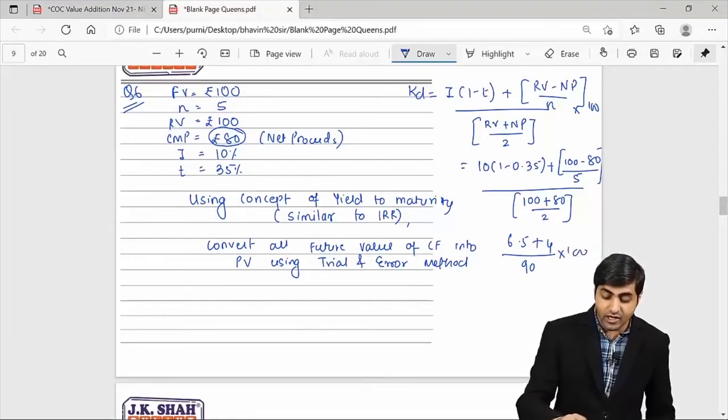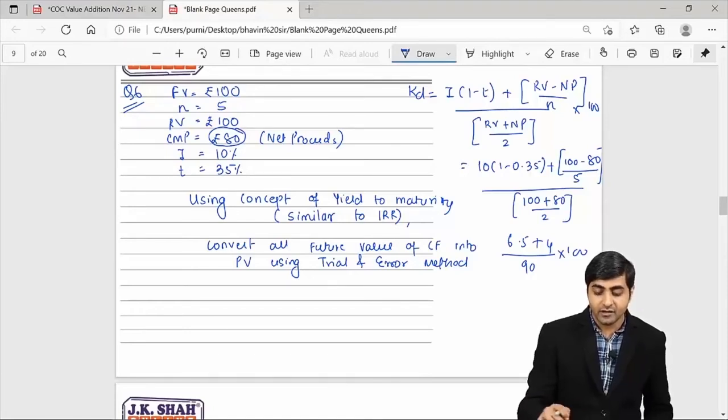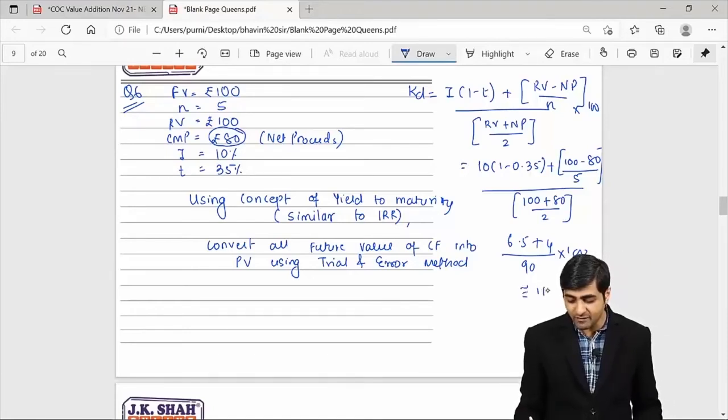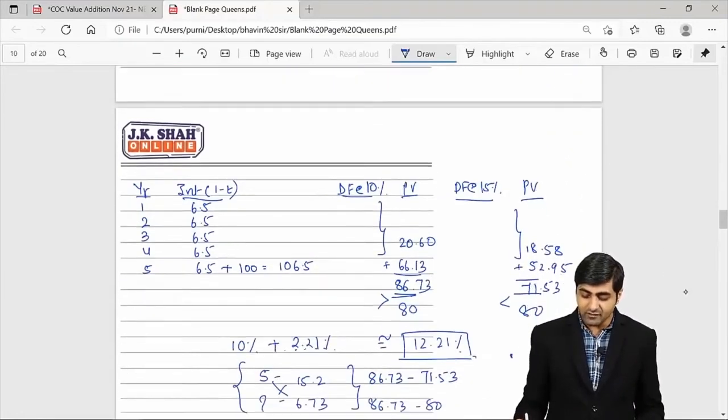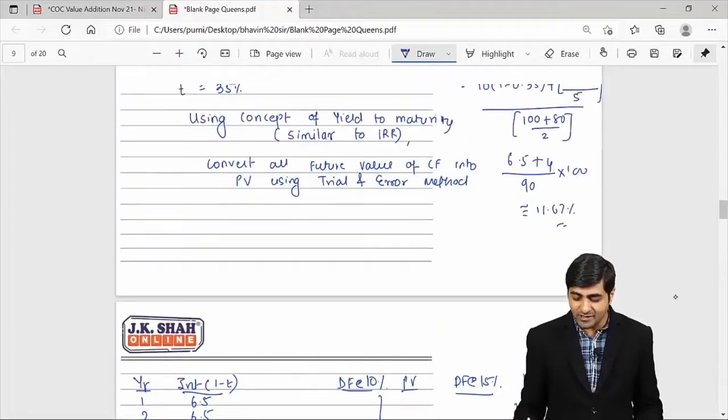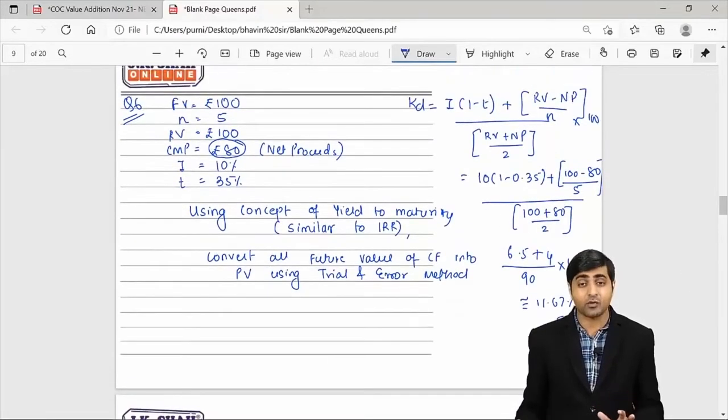So you will come to know the answer for this is 6.5 plus 4, divide that by 90 into 100. Approximately you will be getting some 11.67%. So guys, here it is coming as 12.21%, here it is coming as 11.67% approximately.